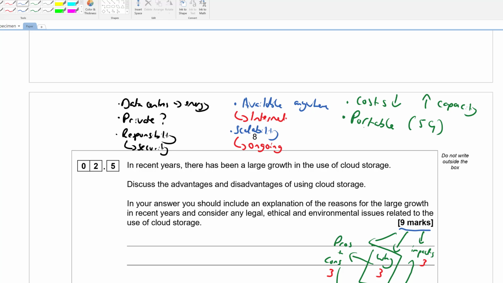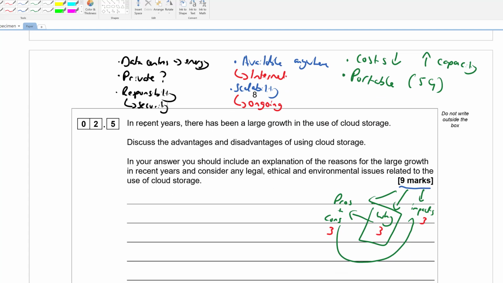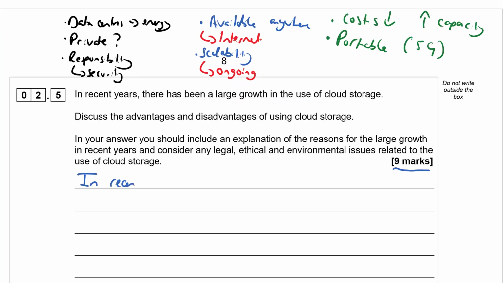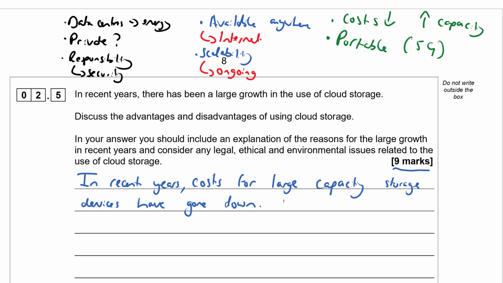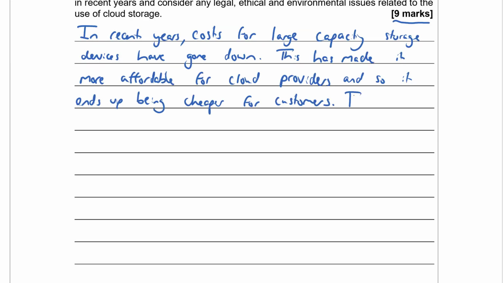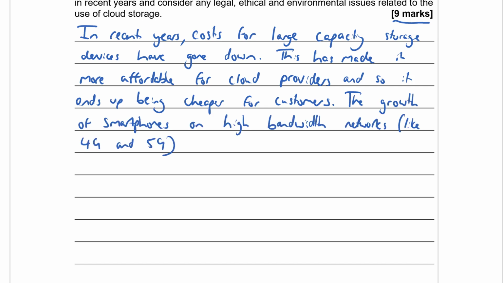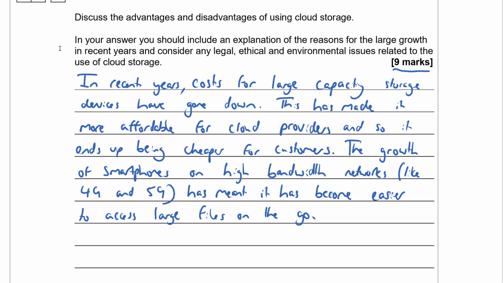So let me write this right to left here, starting with reduce costs. So let's start by saying, in recent years, costs for large capacity storage devices have gone down. This has made it more affordable for cloud providers and has meant it ends up being cheaper for customers too. So let's say the growth of smartphones on high bandwidth networks like 4G and 5G for that matter. A high bandwidth network can transfer lots of data at once, and so it becomes easier to access larger files on the go. And that's probably all I'd want to write for my reasoning for it.